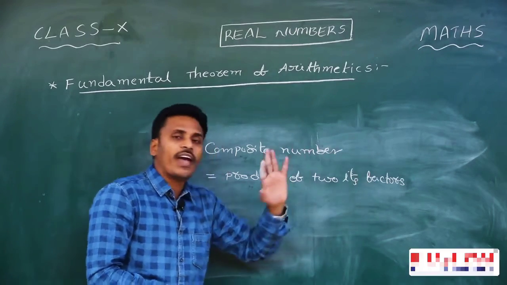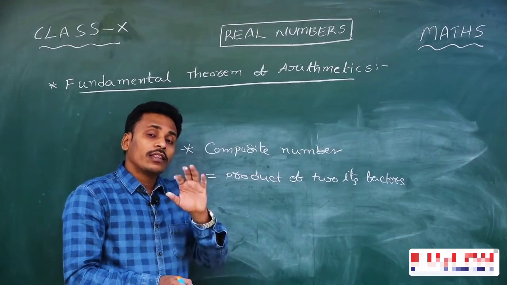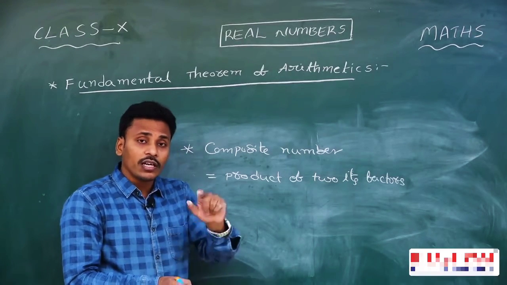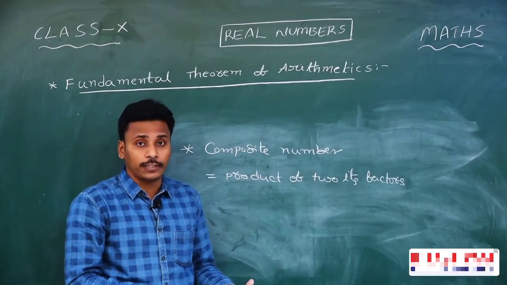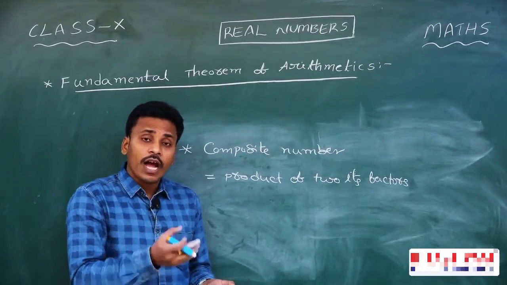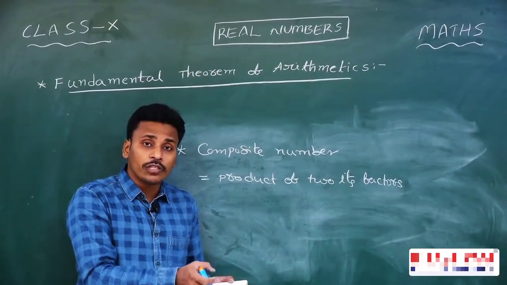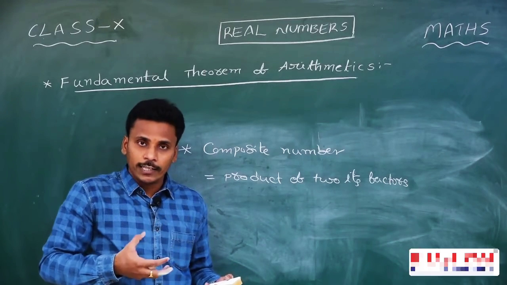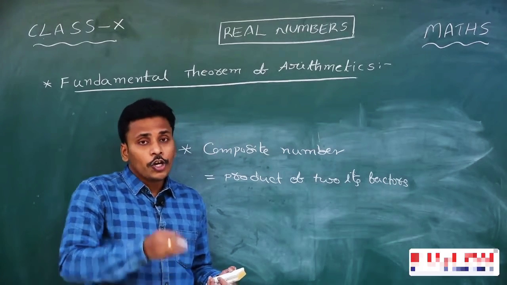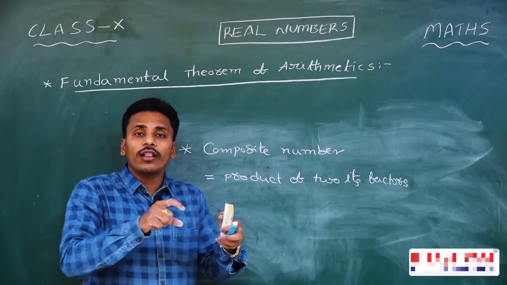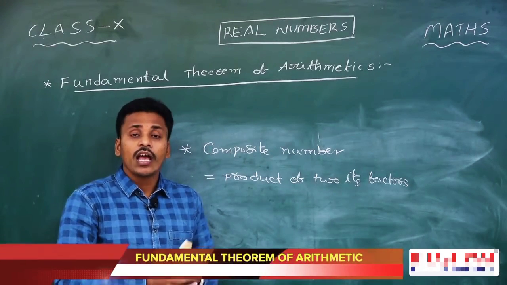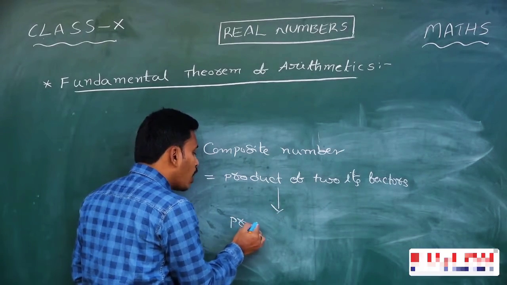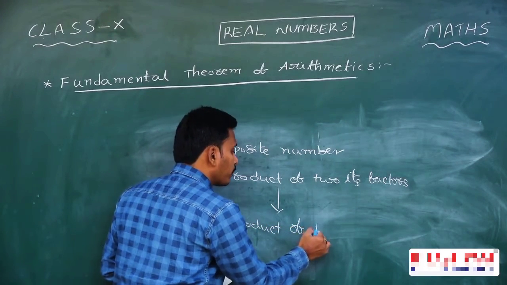Now look at those factors. The factors may be prime or composite. If again the factor is composite, you have a chance to split it up further, right? So you split further and again observe the factors. Still, if any composite number exists, split up further. If you continue like that, ultimately you will arrive at a stage where all the numbers are primes. That means at the end you can represent a composite number as a product of primes.